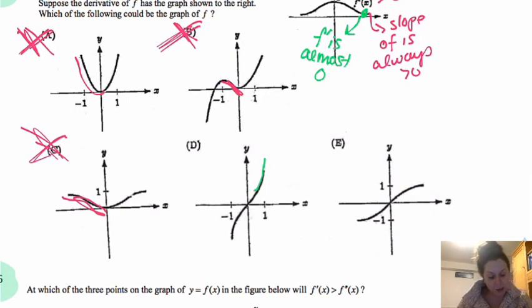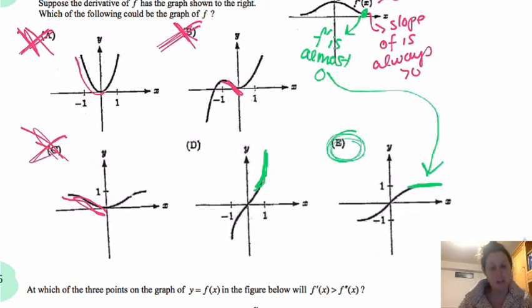That is not true at D. Out at the end, my slope is vertical, right? Or my slope is undefined. On E, the slope out at the end is almost 0. So I know this should be E just by considering what those slopes actually are. And again, that one's tricky.